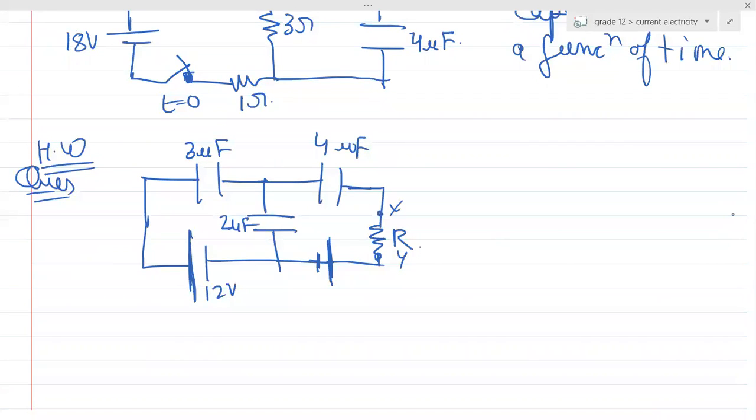Any doubts in this? What is the time now? Could you explain this question once again, the method? This question again.